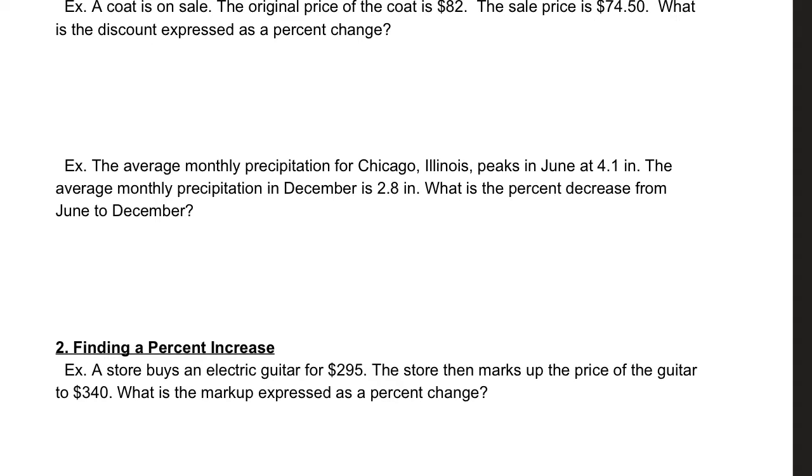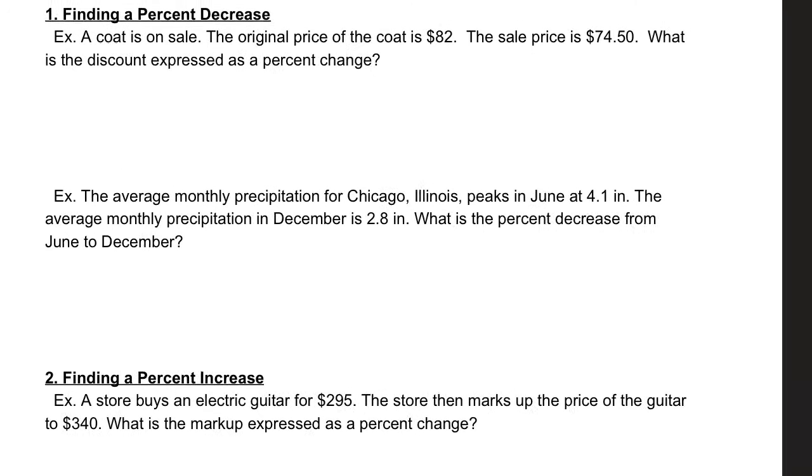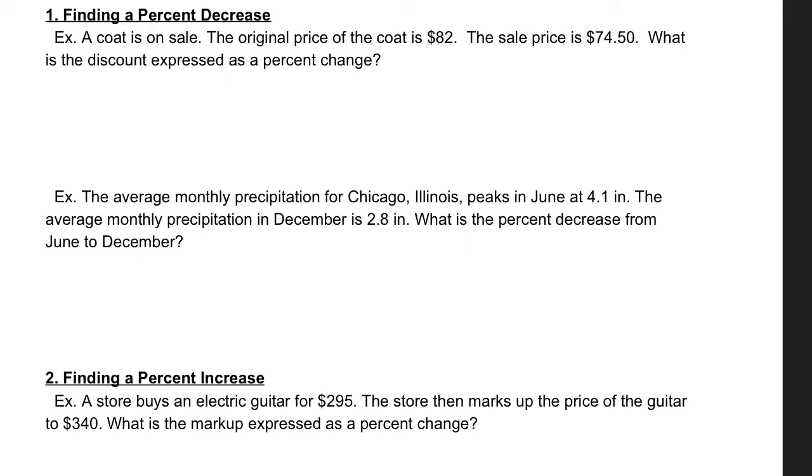Okay, so now that you have defined the vocabulary for lesson 2.10, we're going to talk about finding a percent decrease first. So we're going to talk about different real life situations. So first example I give you is a coat is on sale, and the original price of that coat is $82. The sale price is $74.50. What is the discount represented as a percent change?